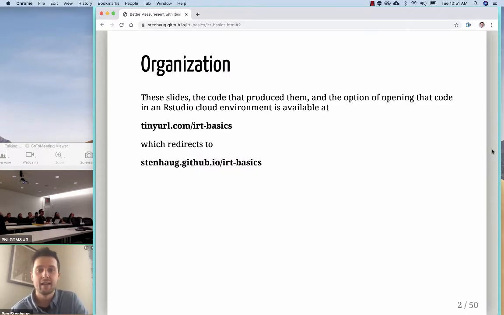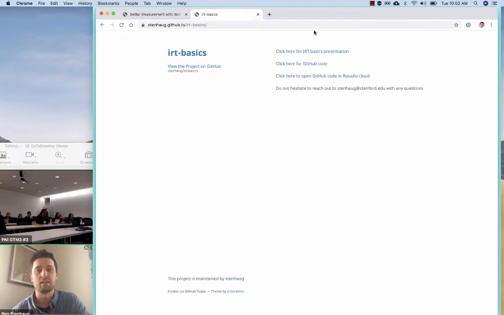The organization of this is you can pull up the slides and the code to produce the slides and basically everything at tinyurl.com/irt-basics. That tiny URL will redirect you to this GitHub site. And maybe I'll just model how this works because I think it's pretty nifty. Basically, I'm presenting off of the presentation here. If you were to click here, you would get the GitHub code that produced said presentation. And if you click here, RStudio Cloud is super cool.